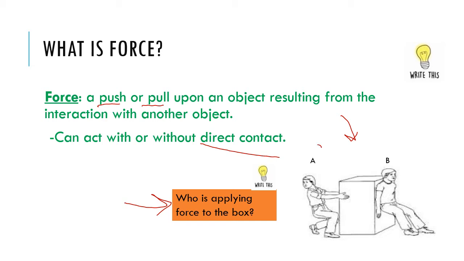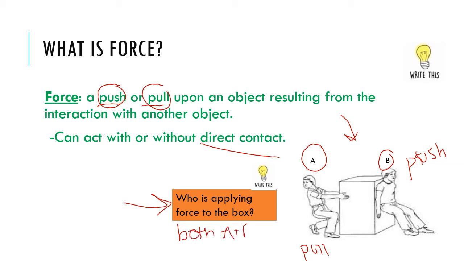All right, so if we look at person A, what is person A doing to the box? They are pulling it. Person B, they are pushing. If we look back at our definition, force is a push or a pull. So who is applying force to the box? Both A and B.